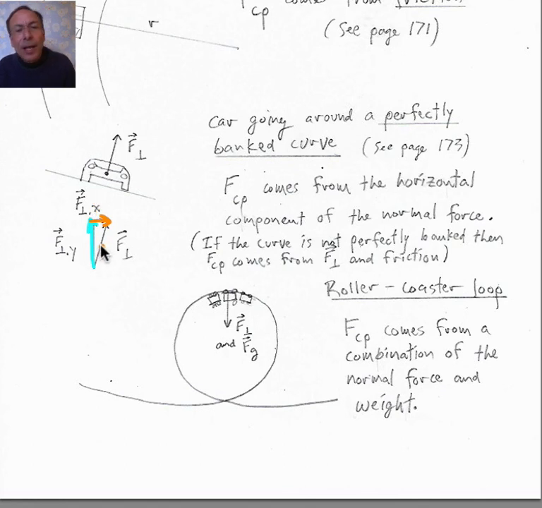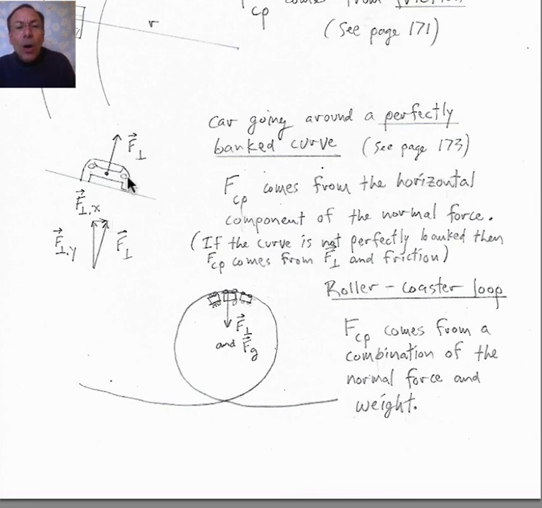And now it's going to involve trigonometry, right? Because there's going to be this angle and all of that. But it's important to think about this the right way. The centripetal force is coming from somewhere. It's got to come from, in this case, the horizontal component.